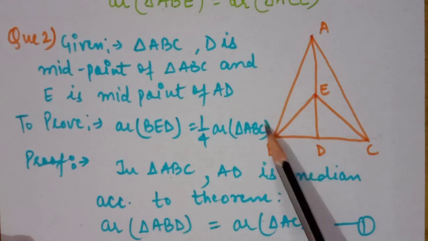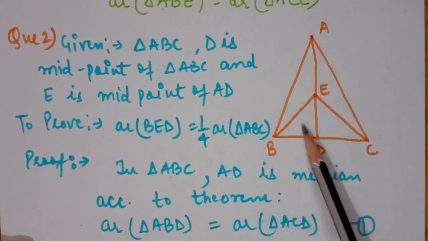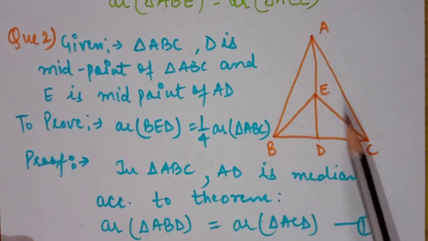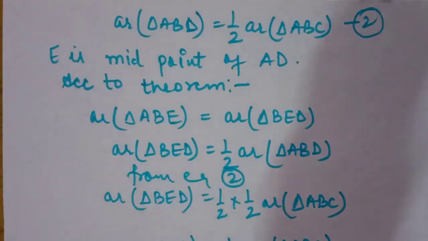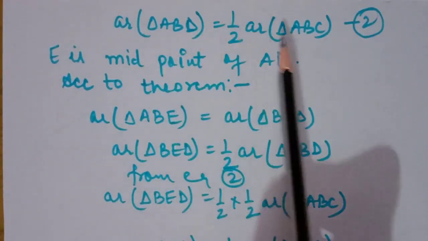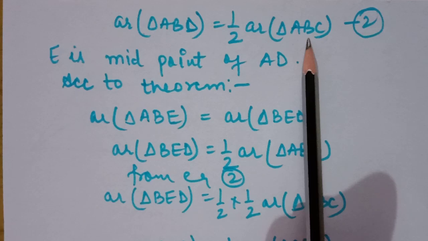Now, these two triangles are equal to each other in this complete triangle, so definitely area of ABD and ACD are each equal to half of the area of triangle ABC. Definitely it is the half part of the complete whole triangle. Area of ABD is equal to half of area of ABC.